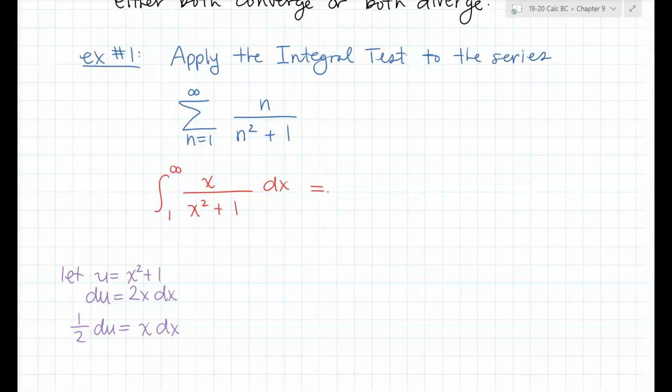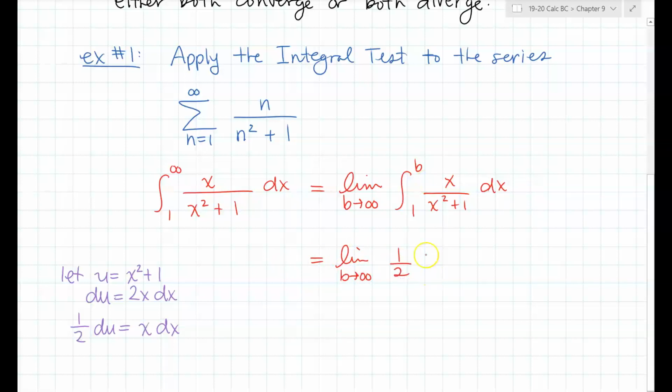This is an improper integral, so I'm going to take the limit as b approaches infinity of the integral from 1 to b of x over x squared plus 1 dx. Now this can be rewritten as the limit as b goes to infinity of 1/2 the integral of, now I'm going to do my u substitution here, so this becomes a 1/2 du and then a 1 over u right there.